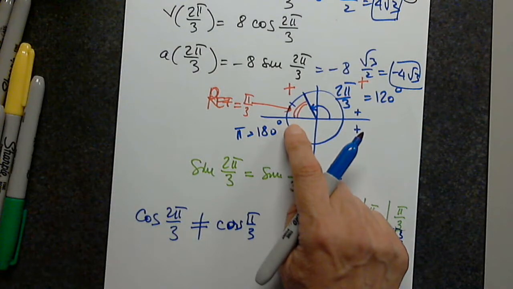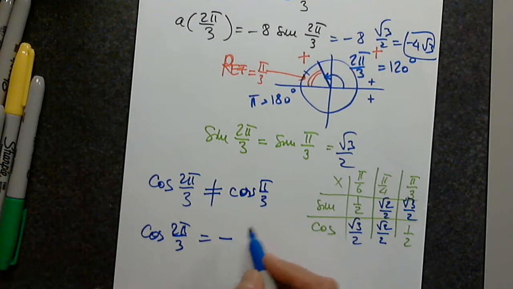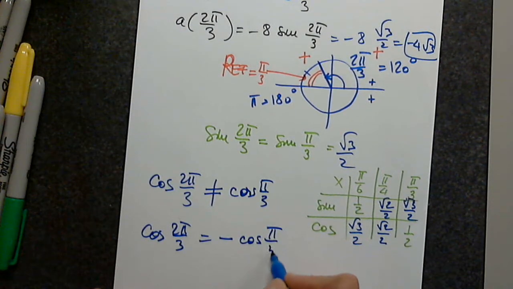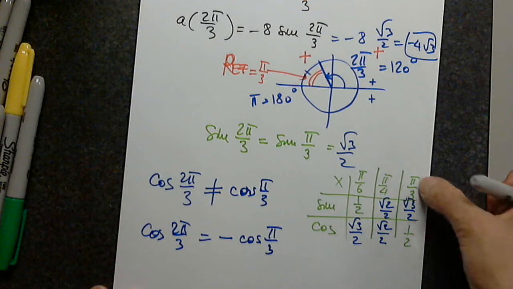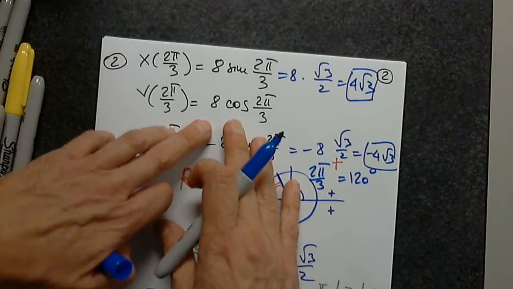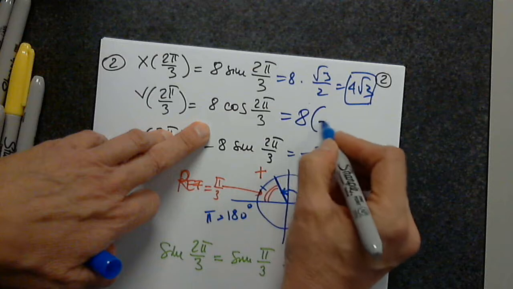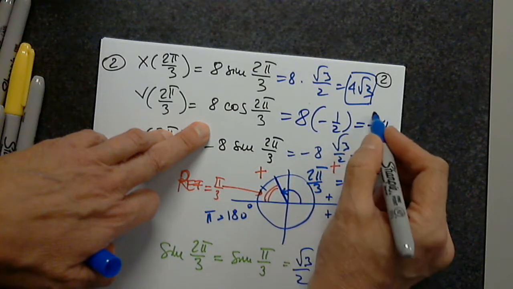Because it's negative. So cosine 2 pi over 3 is the opposite of cosine pi over 3, which happens to be 1/2. With minus in front, this is negative 1/2. So I have to come back here and replace this by negative 1/2. 8 times negative 1/2 is negative 4.